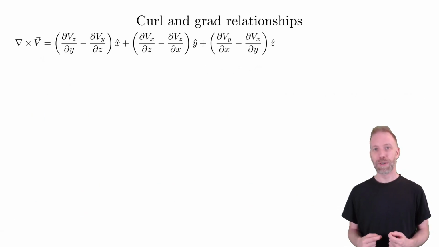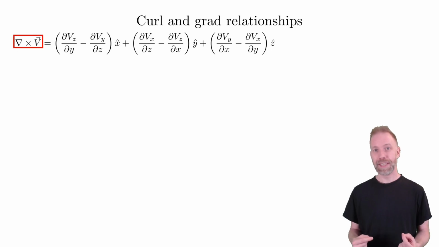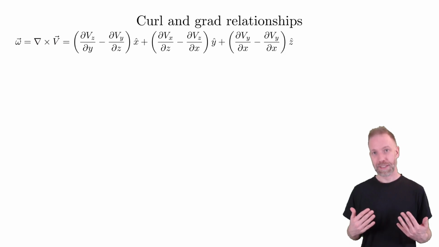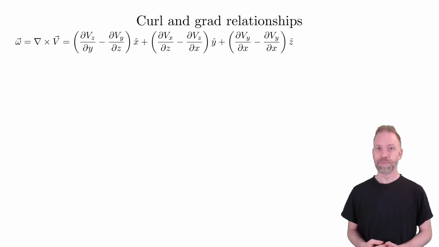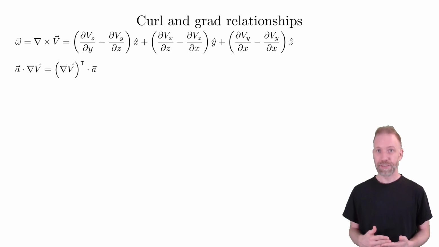Let's continue with talking a bit more about different relationships one can find for the curl, the gradient, and the divergence. To make things easier to write, I will first introduce the vorticity omega as the curl of V. The first relationship is A dot the vector gradient, which is the directional derivative in the direction of A multiplied by the length of A. This equals the transpose of the vector gradient dot A.